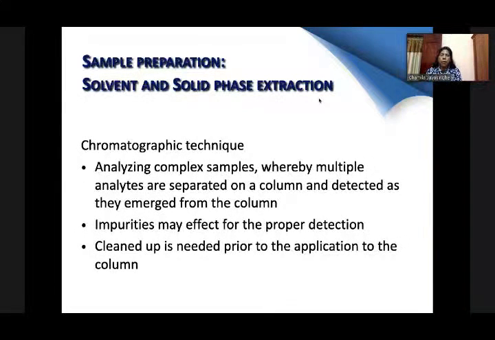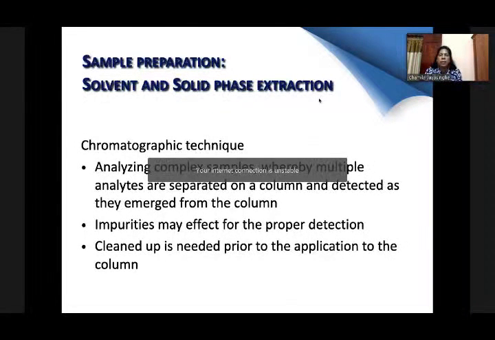Then of course, under column chromatography, all the samples are separated and detected as they emerge from the column. They come out one by one: one comes first, then another, then another. Likewise, one by one each analyte comes out, and all of them are detected as they emerge from the column. But impurities may affect the proper detection.